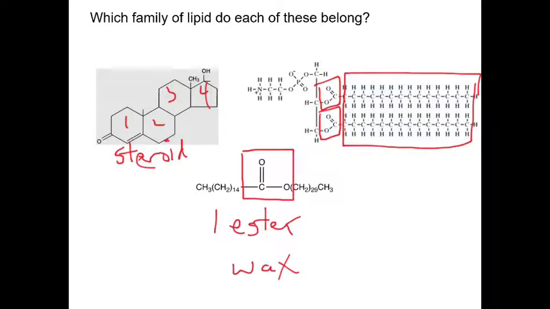But glycerophospholipids also have a phosphate group. So just to make sure it is, I'll see if I can find the phosphate group, and I do, I see the phosphate group right there. And so this is a glycerophospholipid.